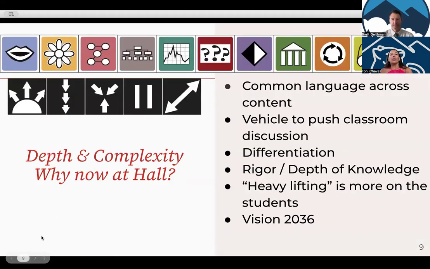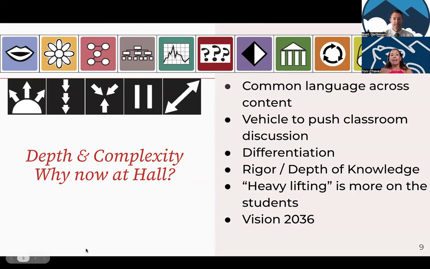When you ask the question, why now at Hall are we introducing depth and complexity icons? We have long been interested in making sure that our students have access to rigorous content, as well as providing a space for differentiation to meet every learner where they're at. These depth and complexity icons serve as a wonderful transition from our standards-based grading and equitable practices to continue our focus on rigor and depth of knowledge by providing us a common language across content areas.